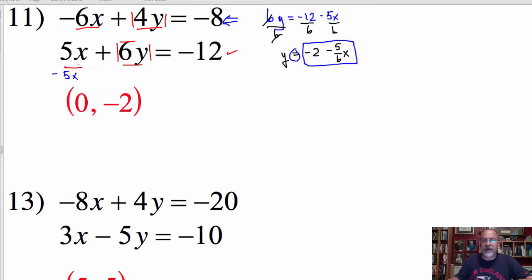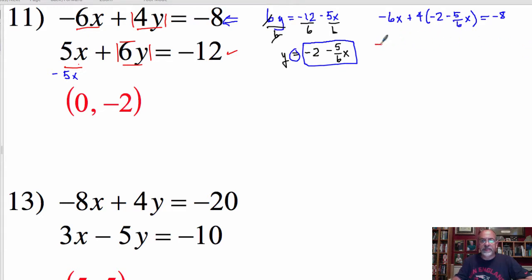So writing the other equation, and when we come to the letter y, we're going to substitute in this expression. So -6x plus 4, there's the letter y, so I'm going to put in this expression, -2 minus 5 over 6x, and then equals -8. So we're then going to do our steps for solving an equation.